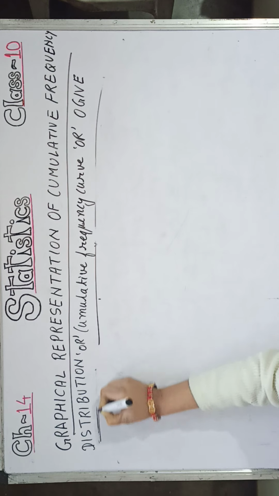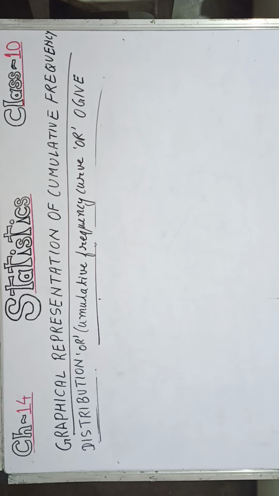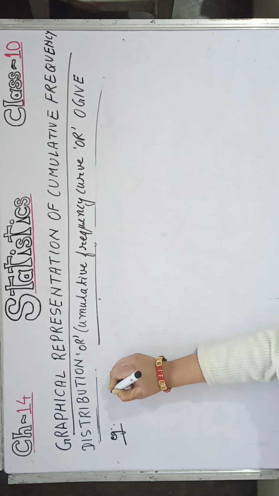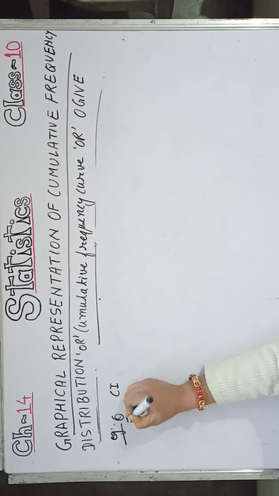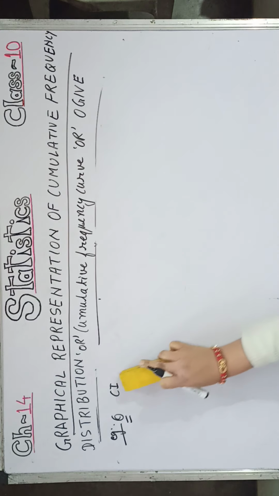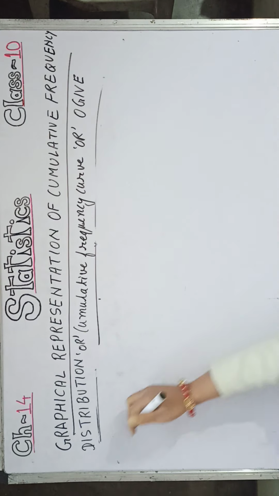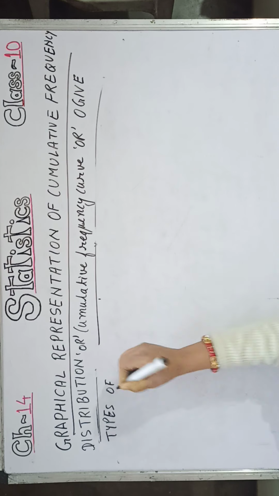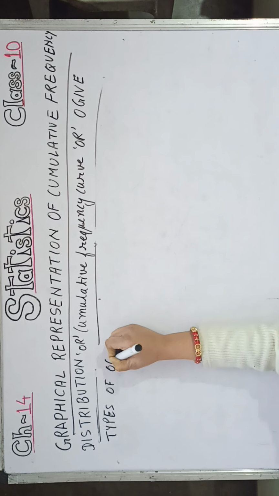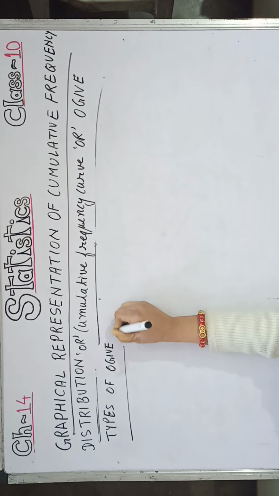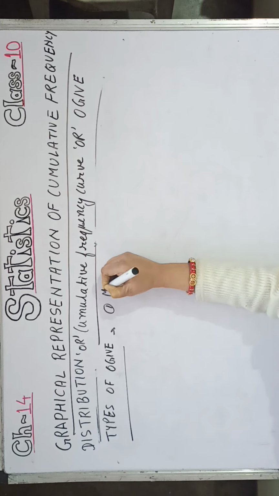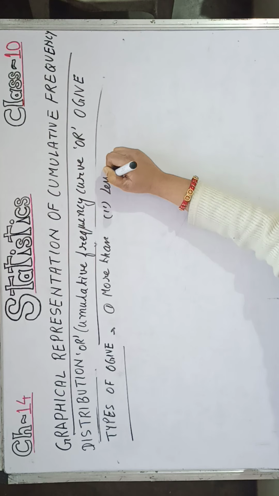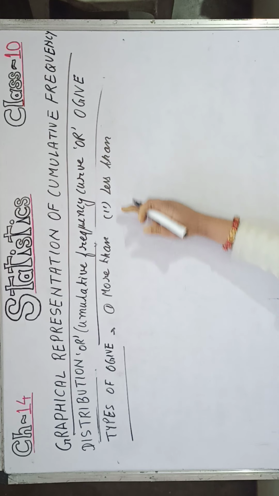Let us first understand this cumulative frequency curve or ogive with the help of an example. Suppose a question is given. Before the question, let me make you understand the types of ogive, or cumulative frequency curve. So it has two types. Number one, more than, and number two, less than. More than type and less than type.